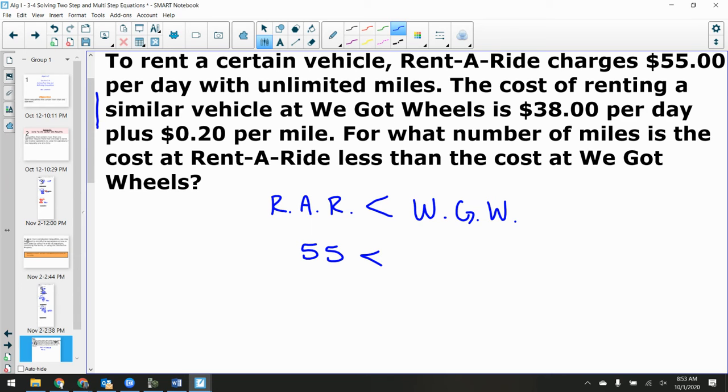So $55 flat fee. On the right side, I've got We Got Wheels is $38 plus an additional cost per mile. $38 plus an additional 20 cents per mile. So if x is the amount of miles, I know it's 0.2x. And that's the inequality that I can create. Why don't I make this or equal to? Well, I didn't tell you to do it or equal to. I just wanted less than. I didn't want less than or equal to. So let's figure it out.